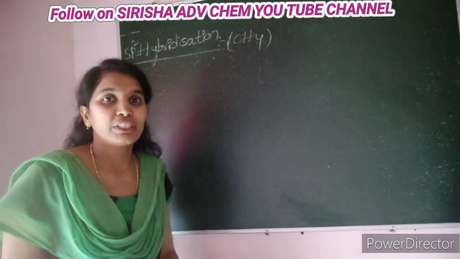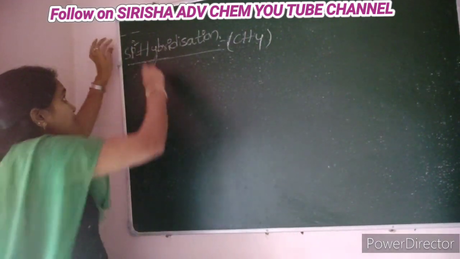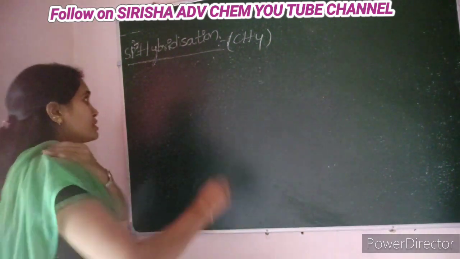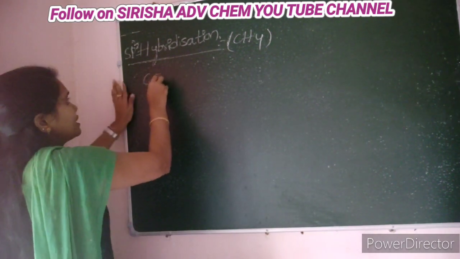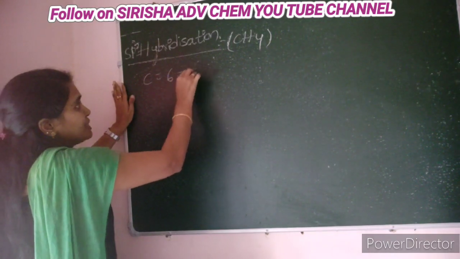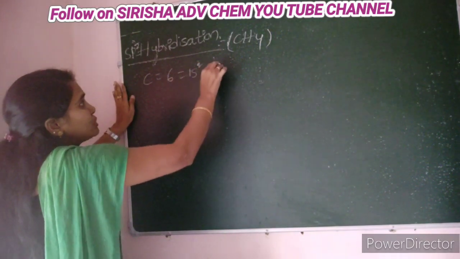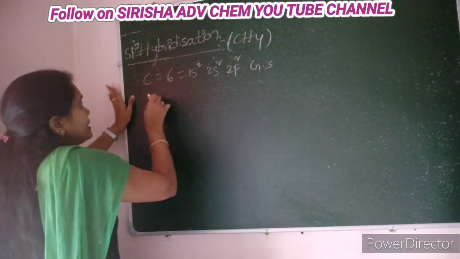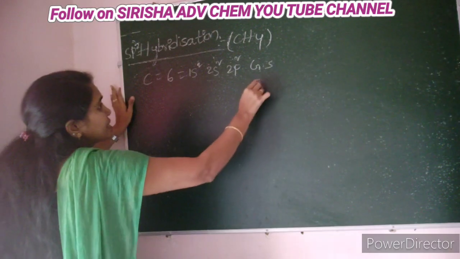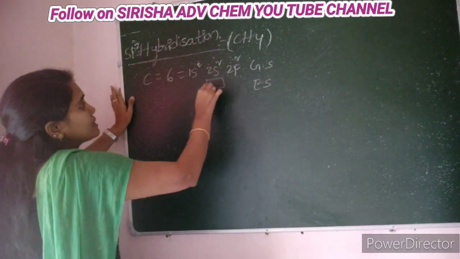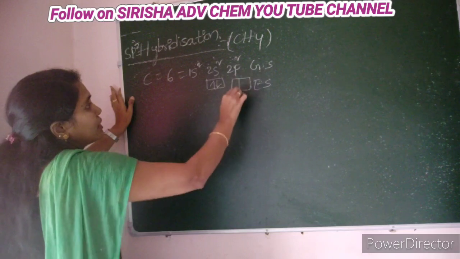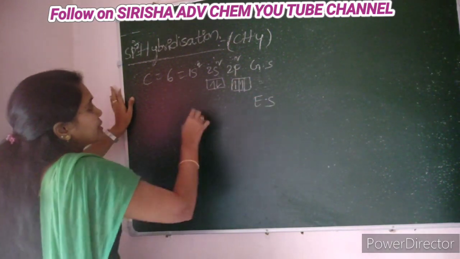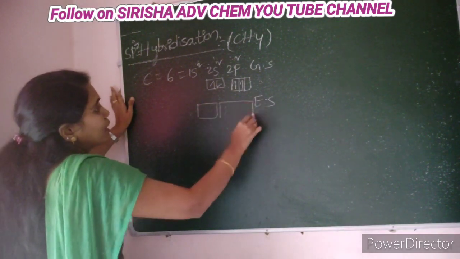Next we'll see. Okay children, the third one is sp3 hybridization. What is the example? CH4. So in CH4, carbon's atomic number is 6. What is the configuration? 1s2, 2s2, 2p2. In which state? Ground state. Then excited state. So here first we will write how many electrons there are. Then the excited state, s orbital and p orbital.